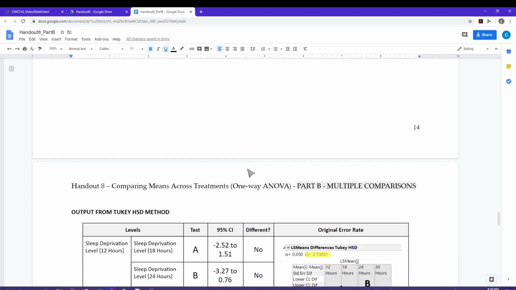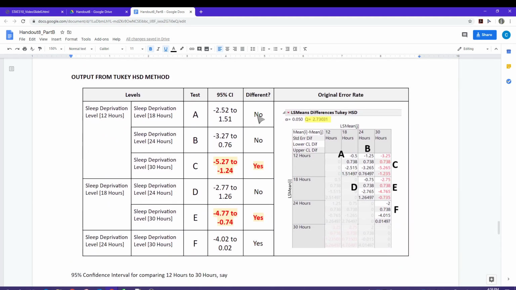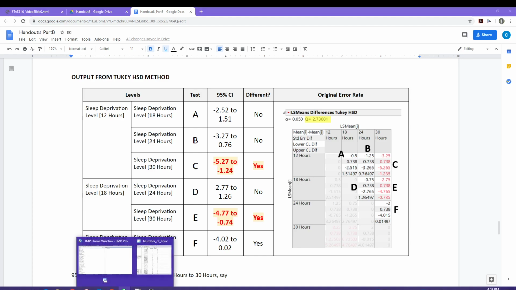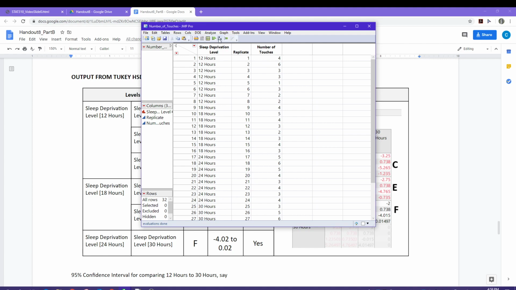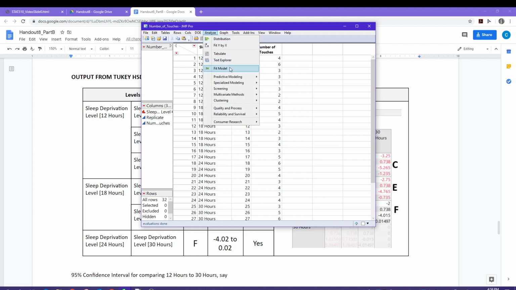All right, so I want to go over into JMP here and just show you how to get this output. So let's go ahead and move into JMP. I'm going to select Analyze, Fit Model.